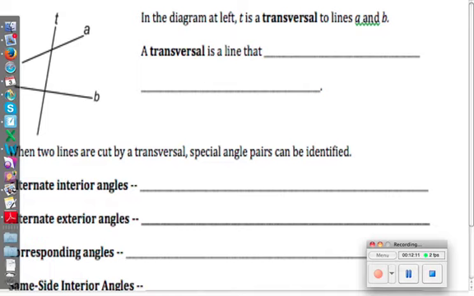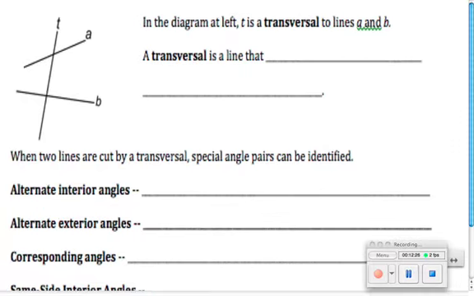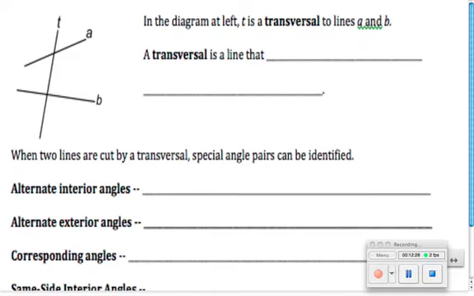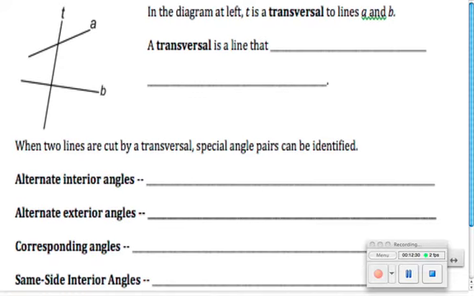So, intersects 2 lines is a big part of it. Another big part of it is that it's intersecting those 2 lines at 2 different places. Okay, so a transversal is a line that intersects 2 or more other lines at distinct points.